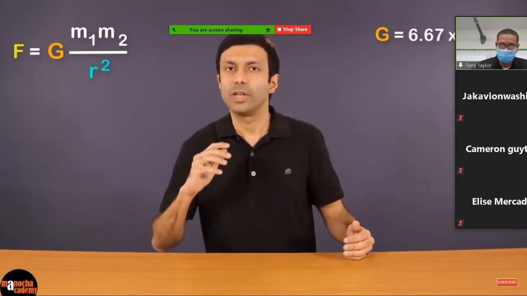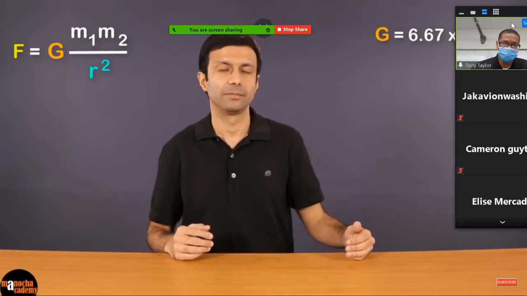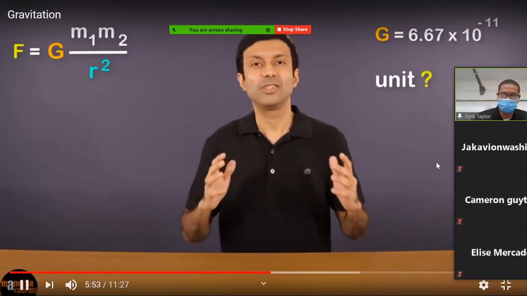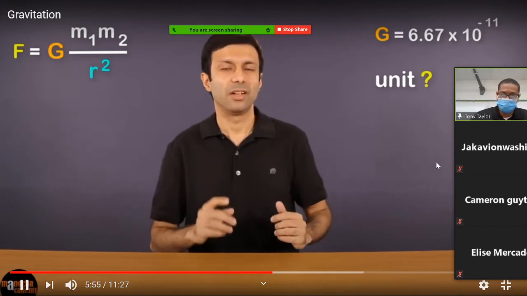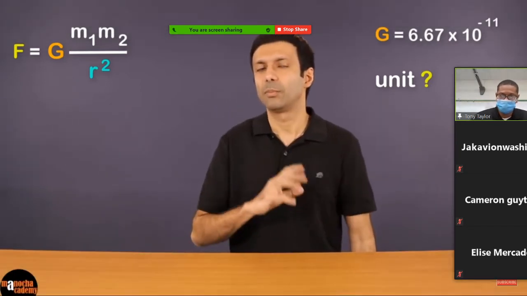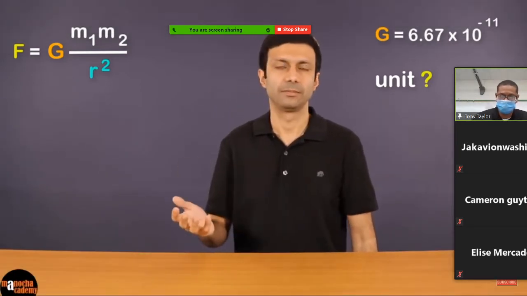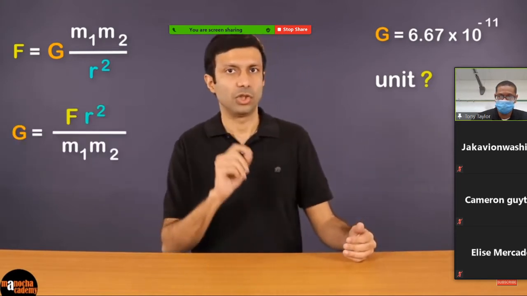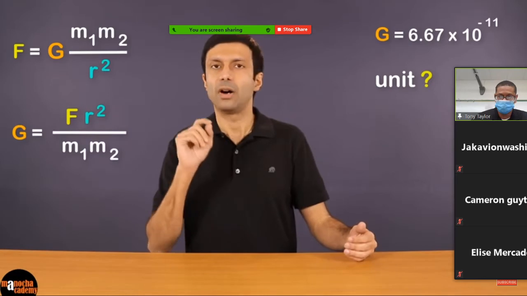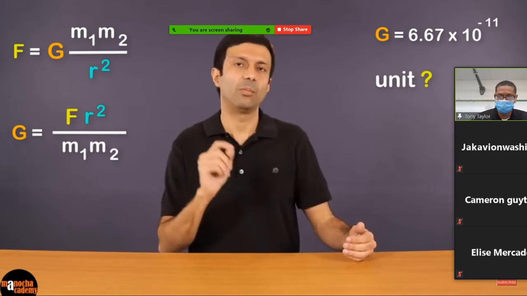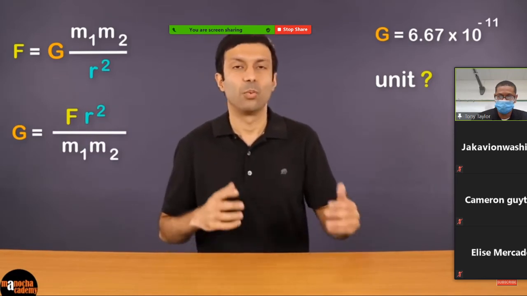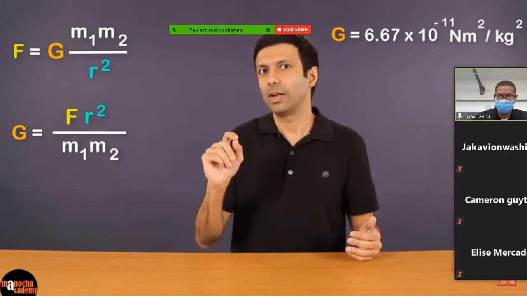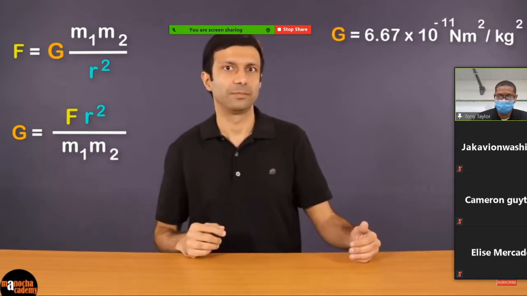6.67 into 10 to the power minus 11. Now what are the units of G? Well, there's no need for you to remember it, you can easily derive it from the formula we just did. So if you rearrange the formula, we get G equal to F r square by m1 m2. So what will the units of G be? Newton meter square by kg square.